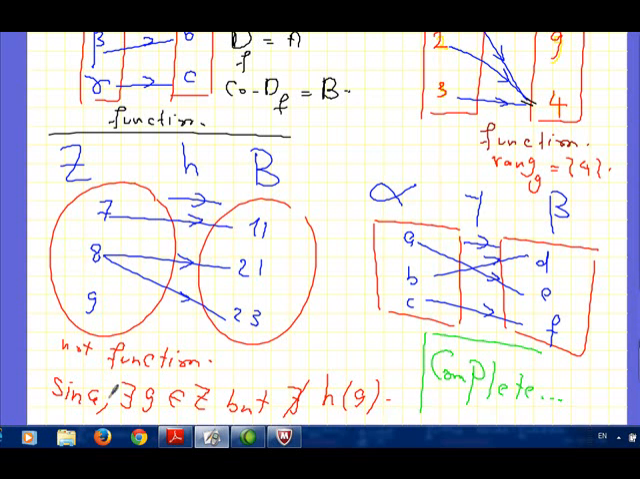First, we have 9, an element of Z, which has no image in B. Also we have 8, which has 2 images in B, which contradicts our definition that for every x element in Z there exists only one image in B.